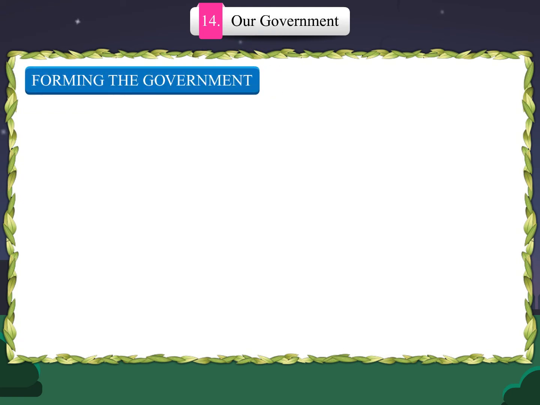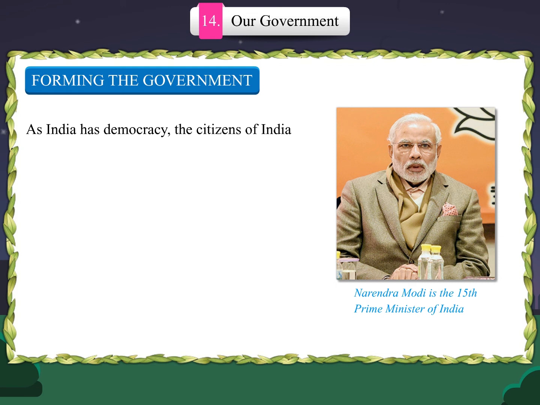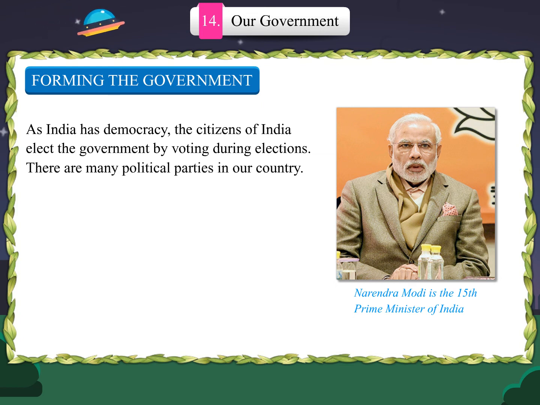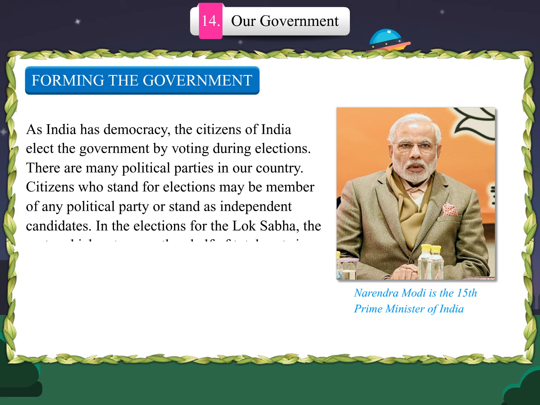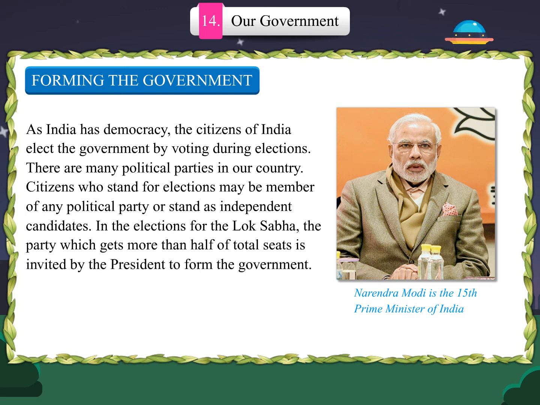Forming the government. As India has a democracy, the citizens of India elect the government by voting in elections. There are many political parties in our country. Citizens who stand for election may be members of any political party or stand as independent candidates. In the elections of the Lok Sabha, the party which gets more than half of the total seats is invited by the President to form the government.